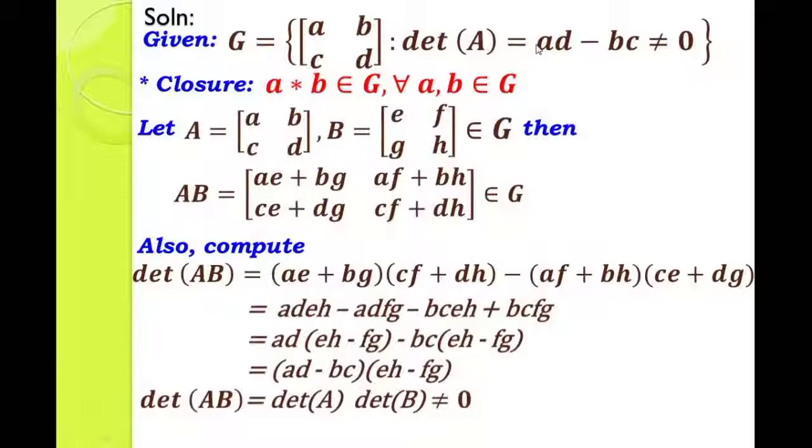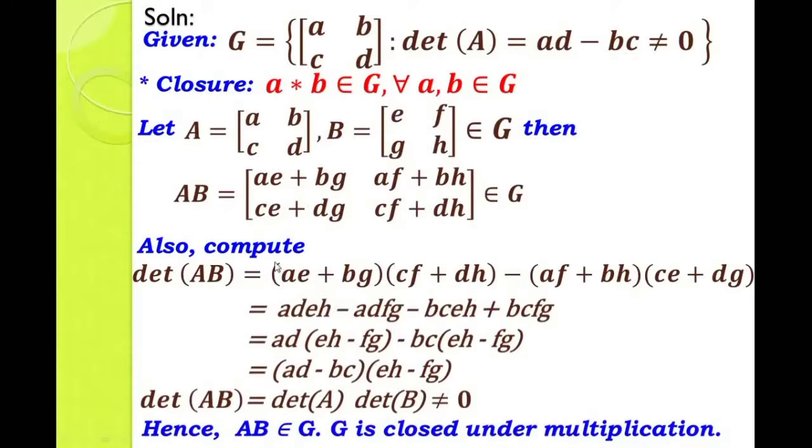We know that determinant of A is not equal to 0. Similarly, determinant of B also not equal to 0. Therefore, determinant of AB also not equal to 0. So hence AB belongs to G. Therefore, G is closed under matrix multiplication.